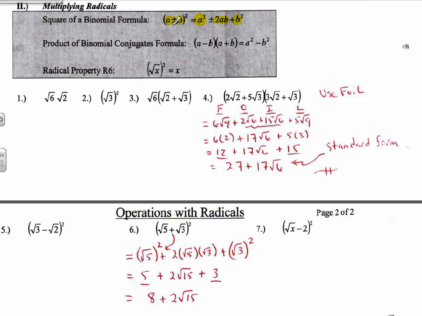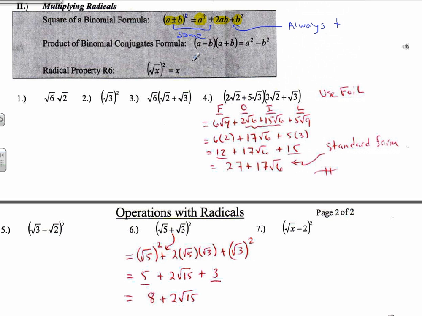Signs are very easy. The sign of this middle term is the same as the one in between the two terms of the binomial. Now, the last sign, recall from last semester, is always plus. Okay, the next formula we'll talk about in class on Monday.